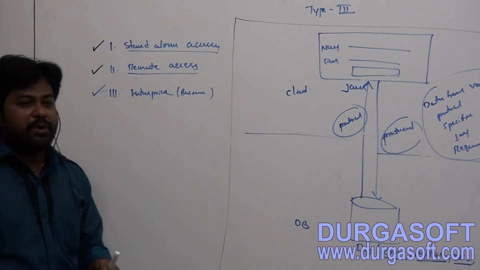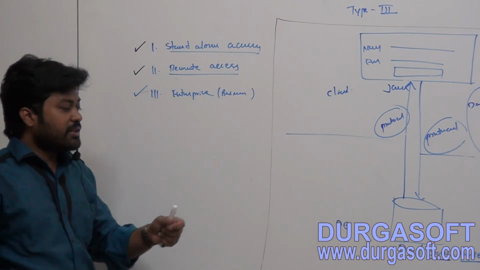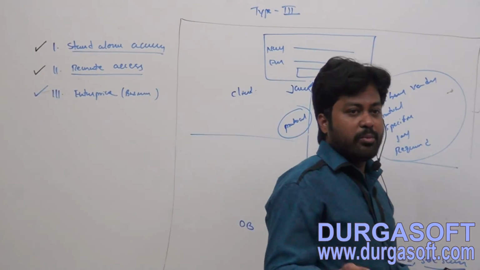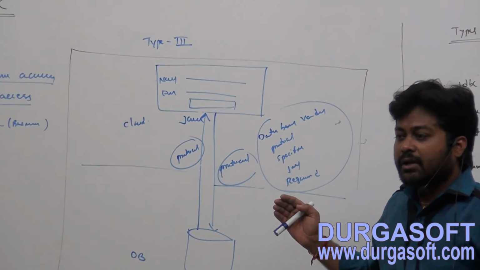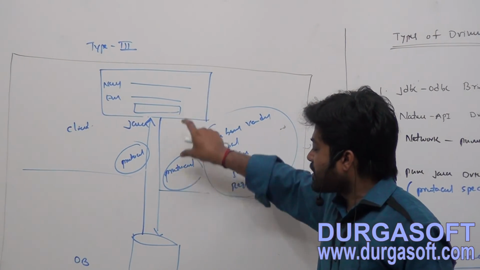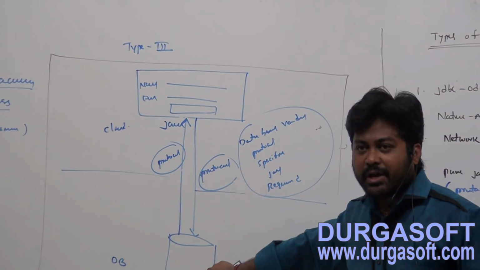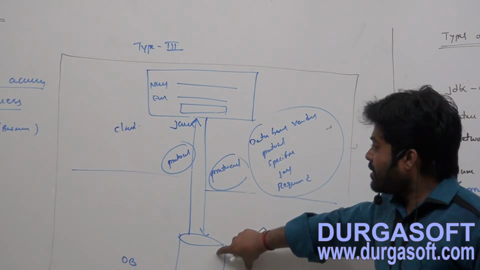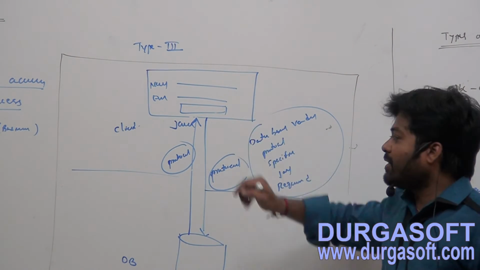We don't have any dependencies on native functions, like ODBC, and we don't have any dependencies on third-party servers. Directly by using network protocols, your Java application can make a call to the database-side Java application. Then the database application can give a response to your Java application.